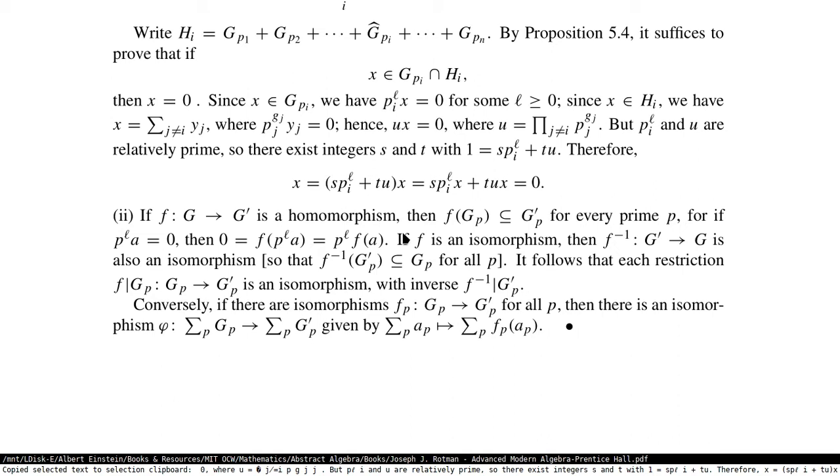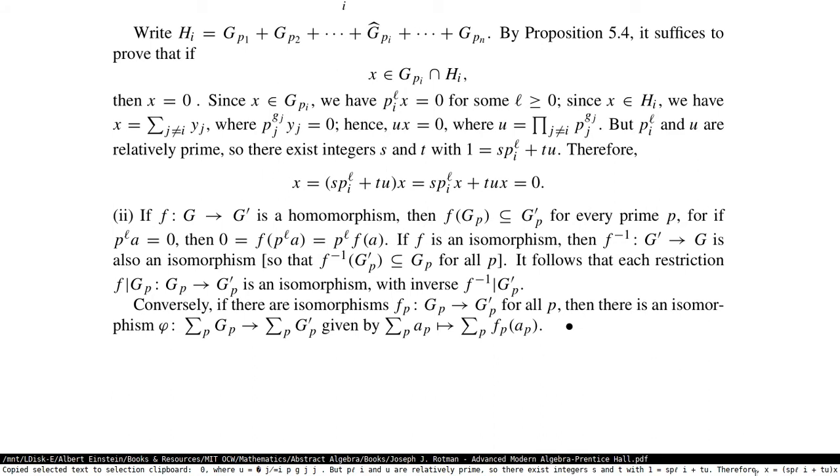Right, so now what you do is you use the special thing about the pre-primary components. Things vanish. You apply the f on those things, and that also vanishes, right? So p to the l times f of a also vanishes, right?